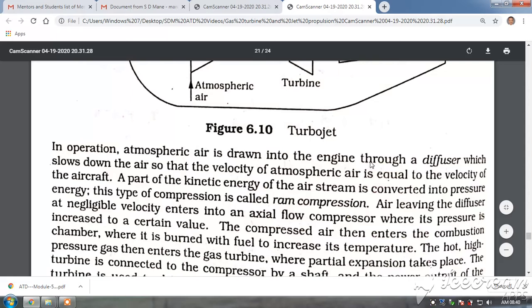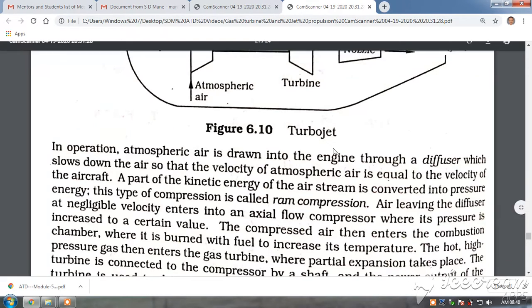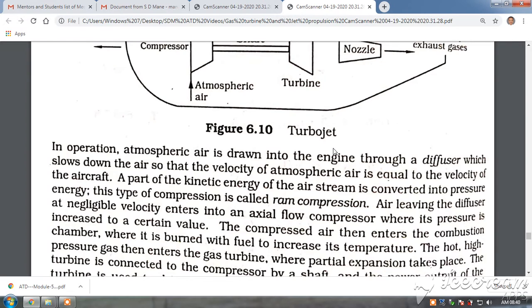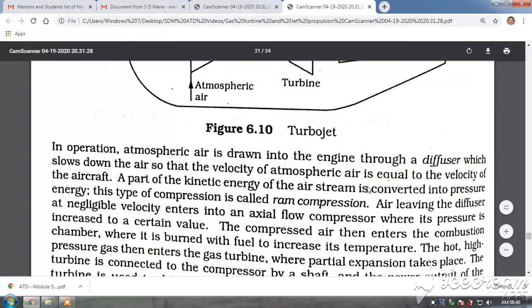In operation, air is drawn into the engine through a diffuser. The diffuser is opposite to the nozzle. In the nozzle we convert pressure energy or heat energy into velocity, and this is the reverse: we convert velocity into pressure. The air passes through a diffuser, which slows the air. So the velocity of the atmospheric air is equal to the velocity of the aircraft, and a part of the kinetic energy of the airstream is converted into pressure energy. This type of compression is known as ram compression.